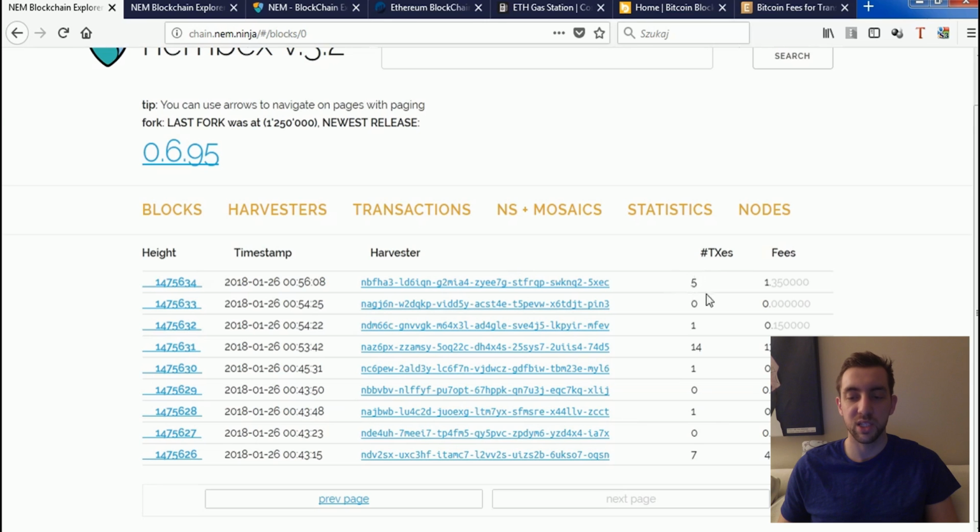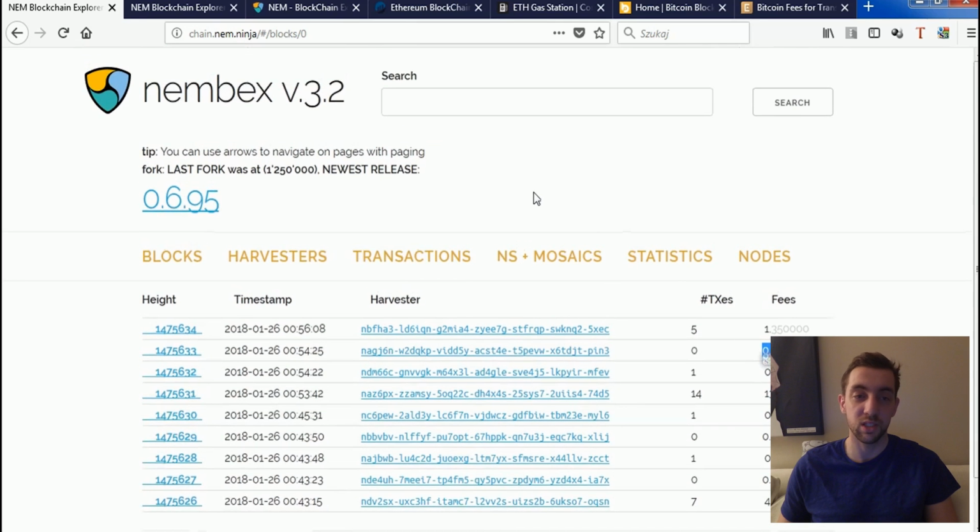So every transaction has some kind of fee, and those fees aggregated into this 1.35 XEM just went to the address of this harvester. And if you are unlucky and you mined an empty block, you got, of course, zero XEM in fees. So this is the theory.